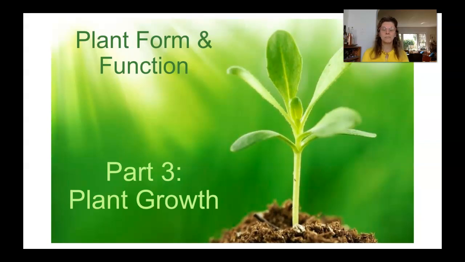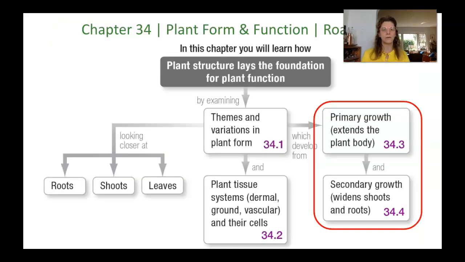Hello, this is part 3 of a 3-part mini-lecture series on plant form and function. In part 3, I cover plant growth. The focus of this chapter is really about the form and the function of plants, particularly plant structure and how it lays the foundation for plant function.